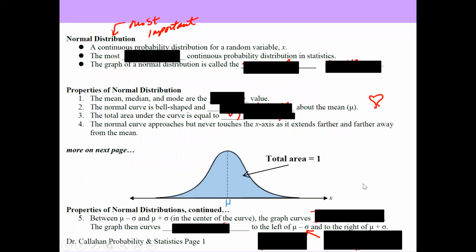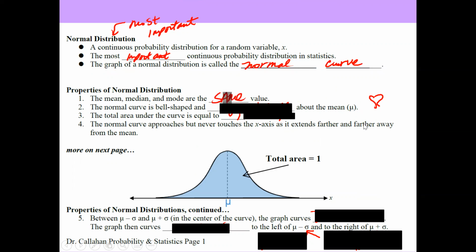Okay, what is a normal distribution? This is really important. It is a continuous probability distribution for random variable x. The most important continuous probability distribution in statistics is the normal distribution. The graph of a normal distribution is called a normal curve. And here are some properties of that.